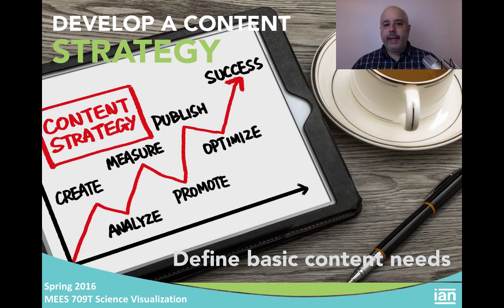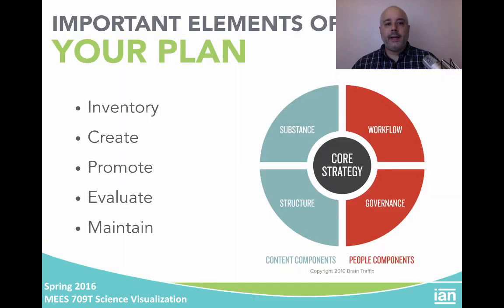The next step in planning for a great website is to think about content strategy. Define what the basic content needs are to communicate what I'm trying to communicate. Content can come in many shapes and sizes. Content, of course, is written words. Content can be a video. Content can be photographs. It can be a chart. It can be a graph. There's lots of different kinds of content.